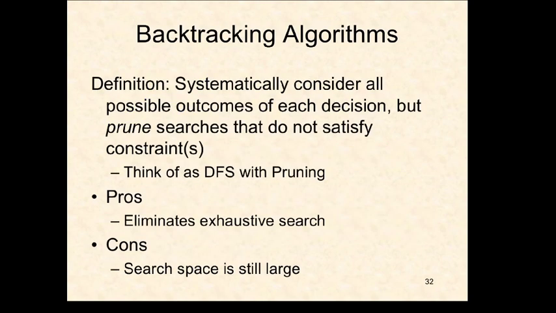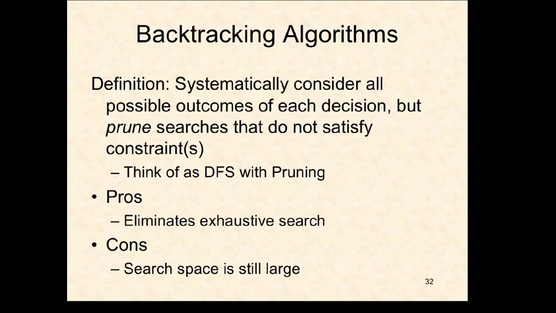Now, backtracking algorithms proceed by systematically considering all possible outcomes of every decision, but if we don't satisfy constraints, we're not going to keep making more bad choices. So this is like depth first search with pruning. For example, when we did graph coloring, if I say, okay, I colored the first state red, and since it was the first state, it didn't violate any constraints. Let's color the second state.